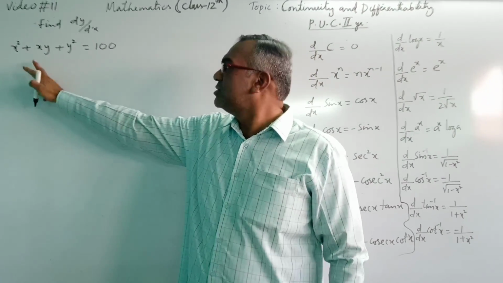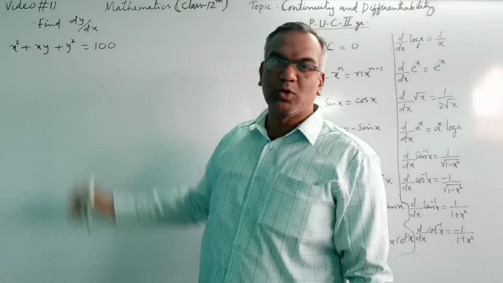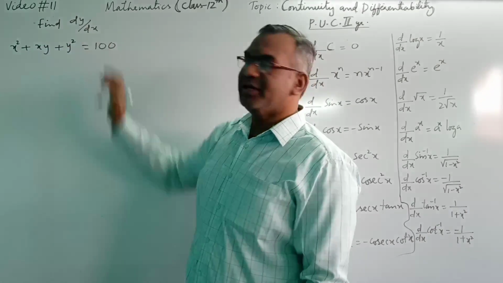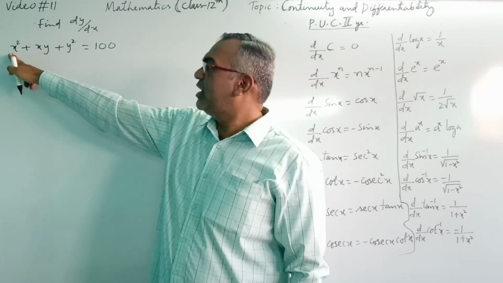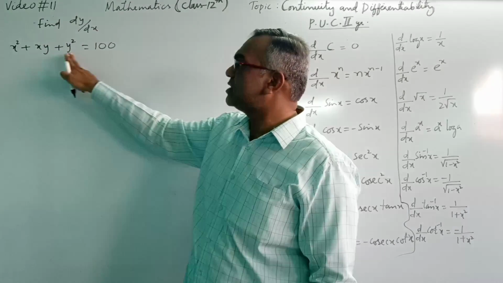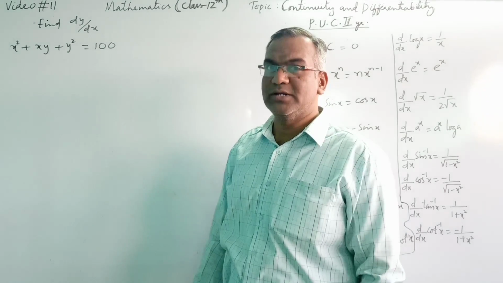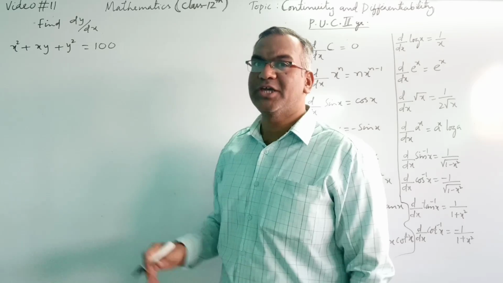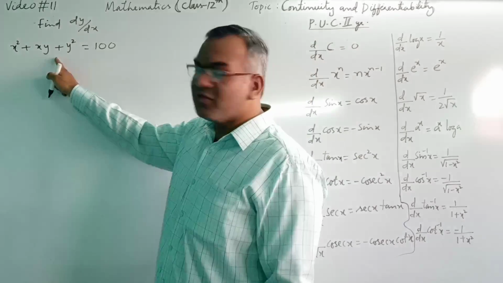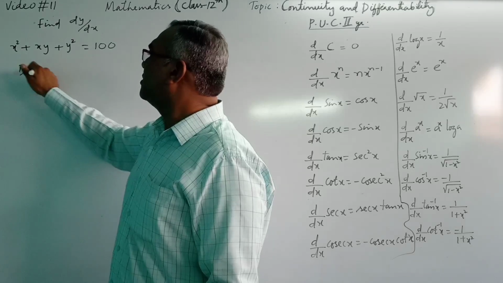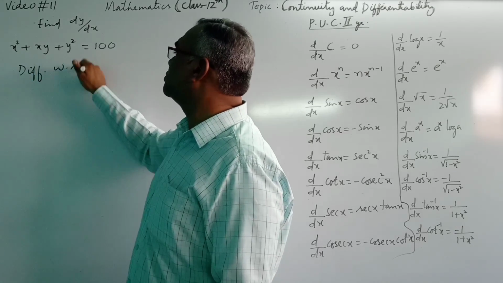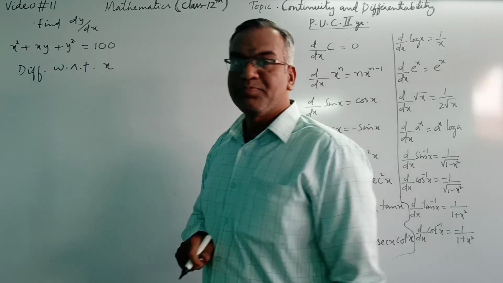X square plus xy plus y square is equal to 100. Find dy by dx. This is the question. Find dy by dx if x square plus xy plus y square is equal to 100. Another important question that came in exam, right? Okay. Now we differentiate it. Differentiate with respect to x, right?